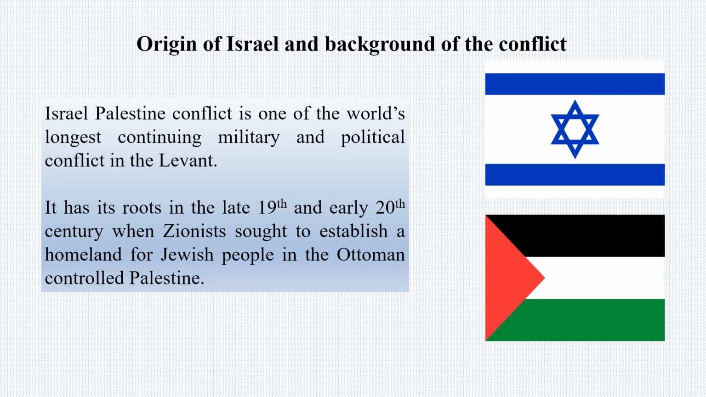Before going into the detail of this conflict, we need to understand how Israel originated and what is the background of the Israel-Palestine conflict. Britain took control over the area known as Palestine following the defeat of the Ottoman Empire in World War I. This land was inhabited by a Jewish minority and Arab majority and many other small ethnic groups. Tension between these two major groups grew in the late 19th and early 20th centuries when Zionists sought to establish a Jewish homeland in the Ottoman-controlled Palestine.